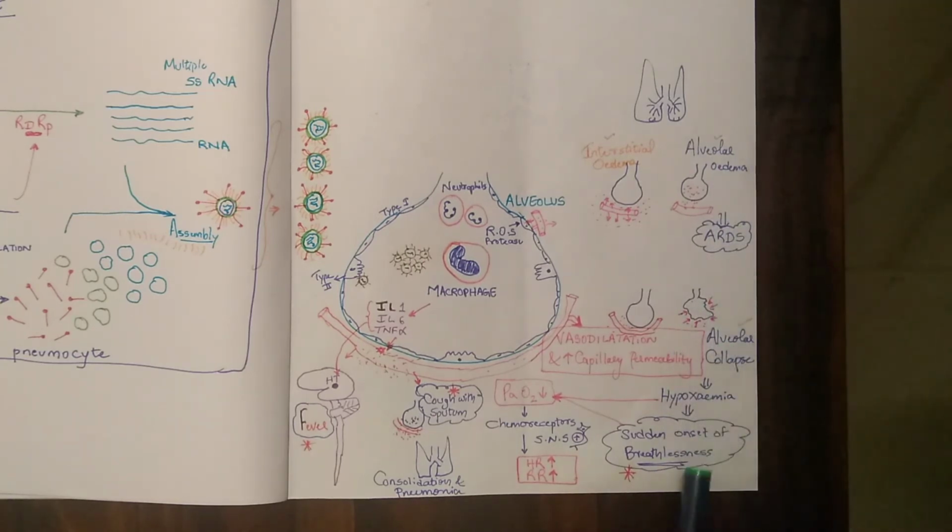Ultimately, all this process results in decreased oxygen level in the blood. It is called hypoxemia. Because of this, there is a sudden onset of breathlessness. This is a very important symptom. Also, because the partial pressure of oxygen is reduced, and because of hypoxemia, the chemoreceptors get stimulated, and the sympathetic nervous system gets stimulated. Therefore, the person will have increased heart rate and increased respiratory rate.